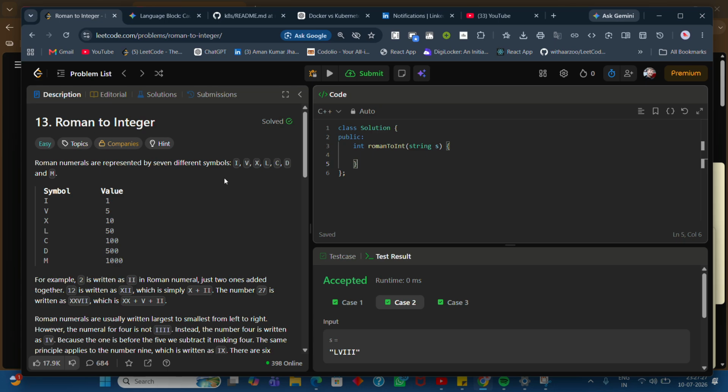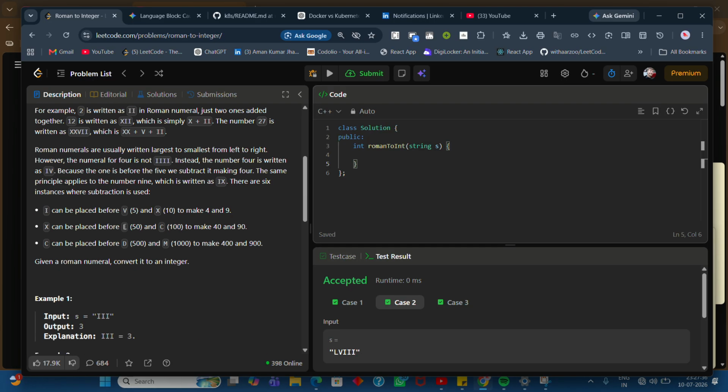LeetCode problem named Roman to Integer. It is LeetCode 13, and let's see how we can solve it. Okay, so it's a very easy problem.